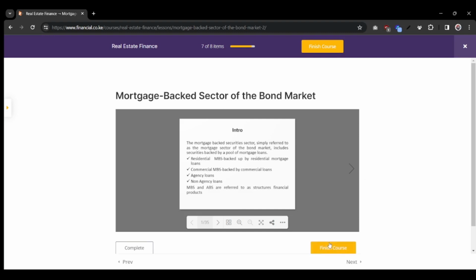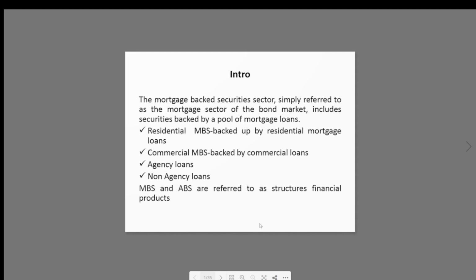We can now look at the mortgage-backed sector of the bond market. The mortgage-backed security sector, simply referred to as the mortgage sector, includes securities backed by a pool of mortgage loans. We have residential mortgage-backed securities, which are solely backed by residential mortgage loans.